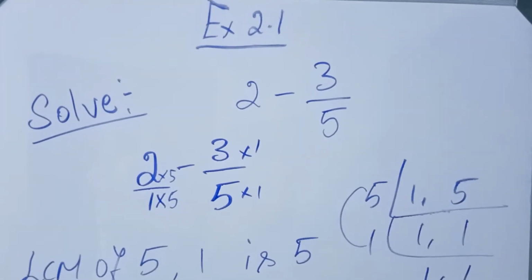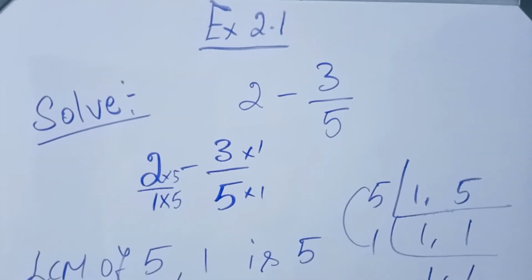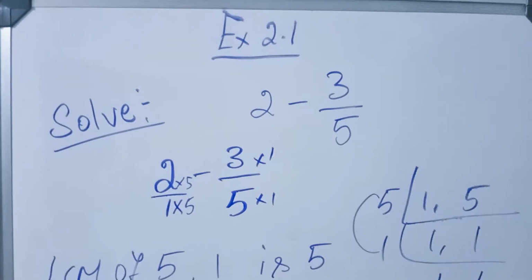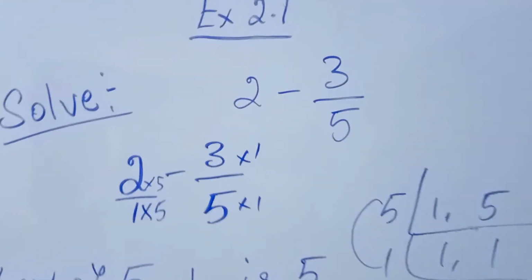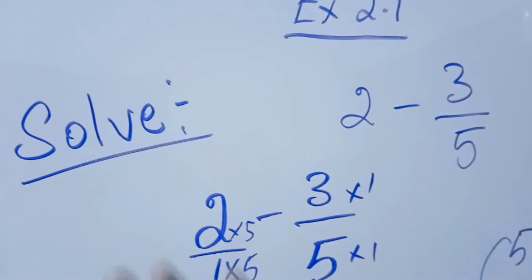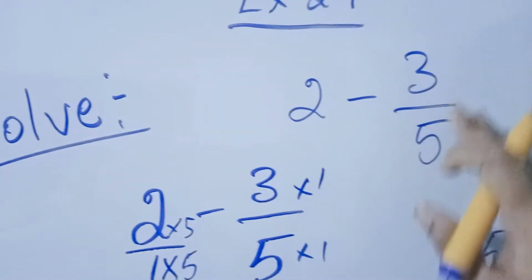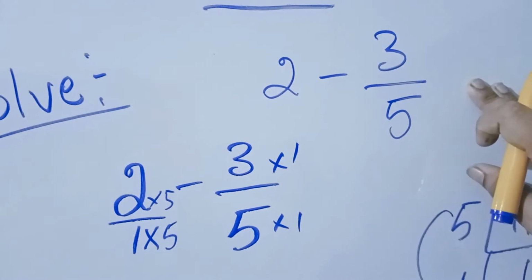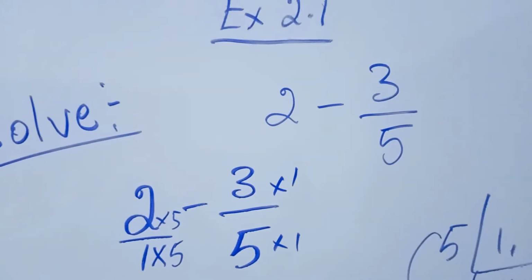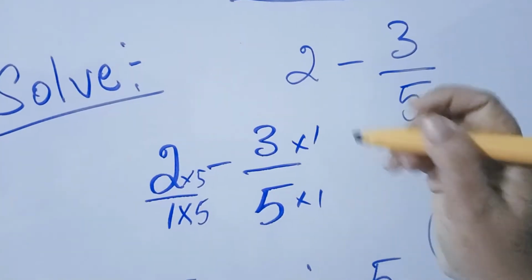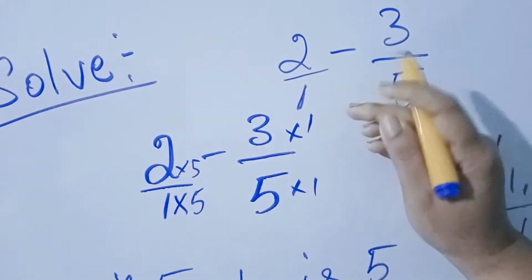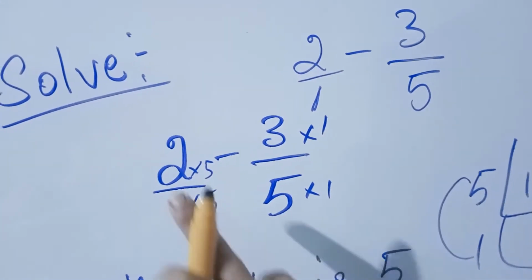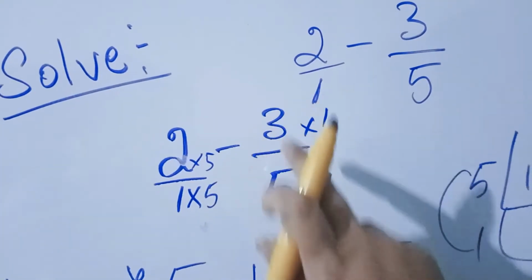Today we are going to see 7th Mathematics CBSE Chapter 2 Exercise 2.1 page number 31. First question, solve 2 minus 3 by 5, that means subtraction of fractions. Now how can we do this? Actually, nothing in the denominator means we have to assume that 1 is there. So we can write 2 by 1 minus 3 by 5.